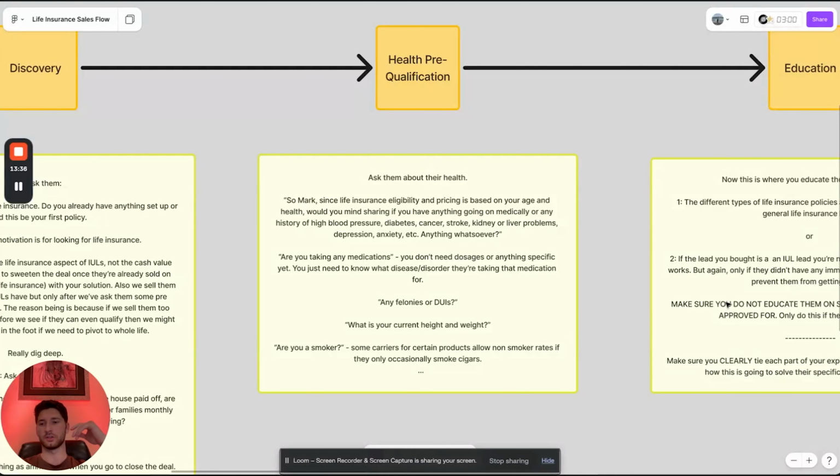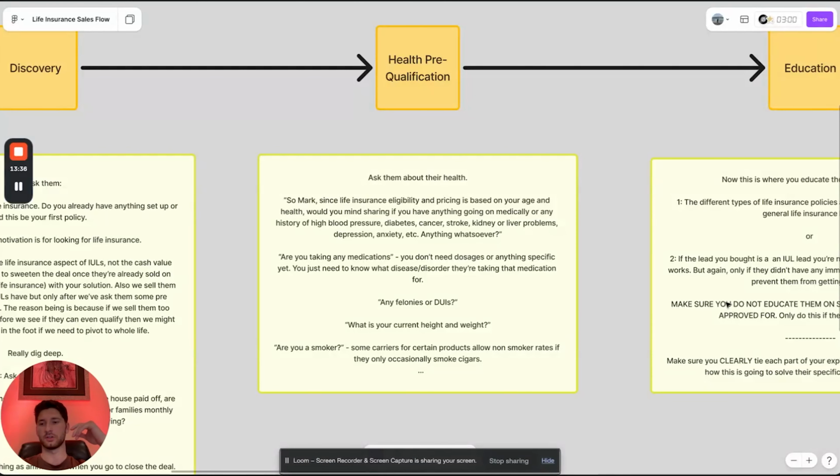Or if the lead you bought is an IUL lead, you're going to explain how that IUL works, but only if they did not have any immediate knockout conditions that prevent them from getting an IUL. Okay, in bold letters, make sure you do not educate them on something they cannot be approved for. Only do this if they specifically ask. If they ask about IULs, then you can tell them about it, but you have to be truthful and say, hey, you probably can't get it.